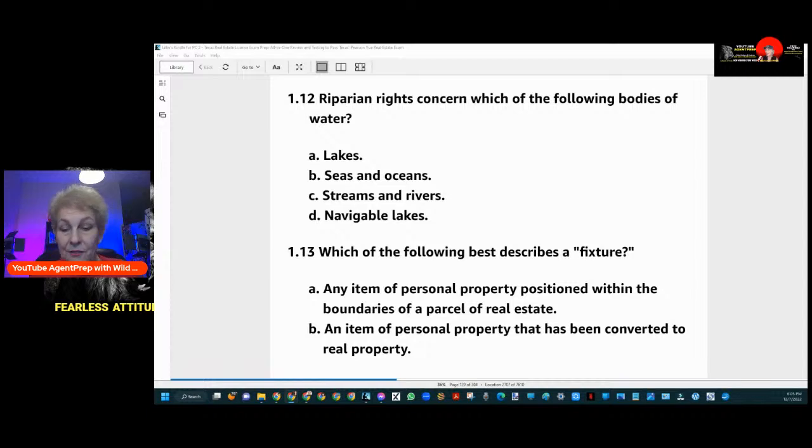And yes, the answer is C. Streams and rivers. So R for riparian, R for rivers. And then L for littoral and L for lakes, seas and oceans, standing water, the opposite of streams and rivers.